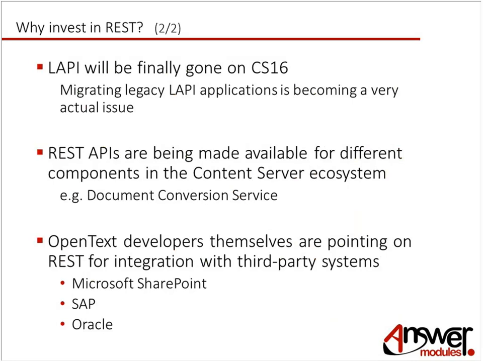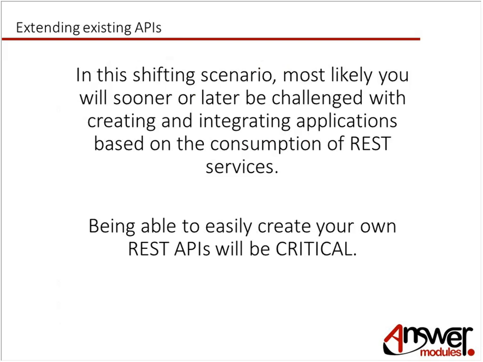And we see that OpenText itself is putting a lot of effort on REST. We see that other parts of the Content Server ecosystem, for example, document conversion service, will be made available for usage through REST API service here. And even when it comes to integrating third-party systems, the approach that is being chosen is often based on integration through REST services. So this is what's happening at the moment, and we really think that REST should be considered, so it should be taken into account as a possibility.